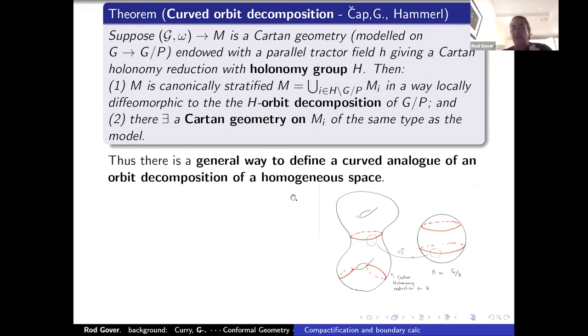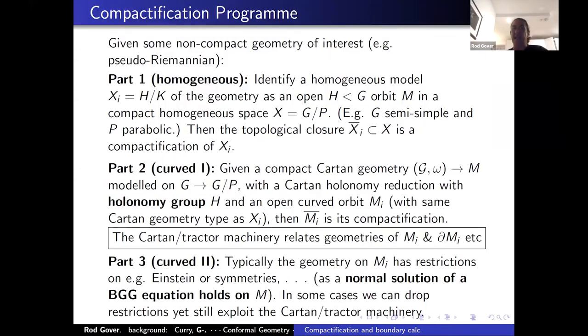Okay, so I can't say all that in absolute detail, but suffice to say, when you have these models with a finite number of orbits and so on, decompositions, and you have a Cartan geometry modeled on that, then a suitable thing called a holonomy reduction with the appropriate holonomy group will give you the same sort of decomposition. And these things come from parallel tractors in practice, the ones we want to look at. So it's a story about parallel tractors.